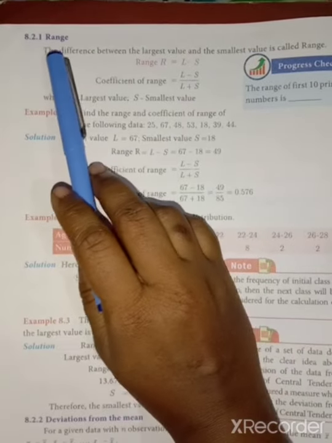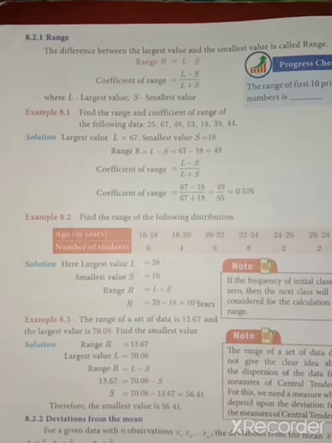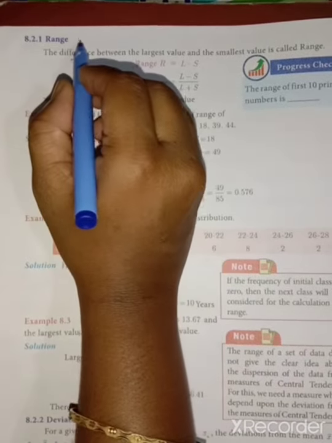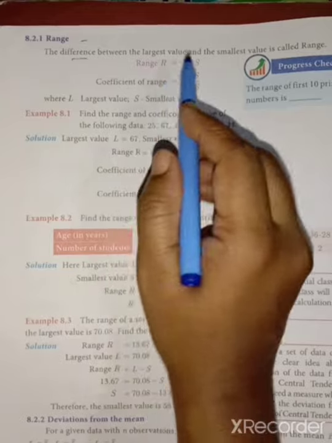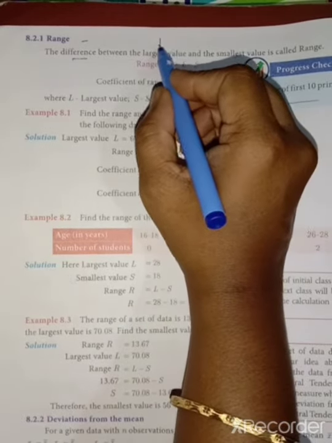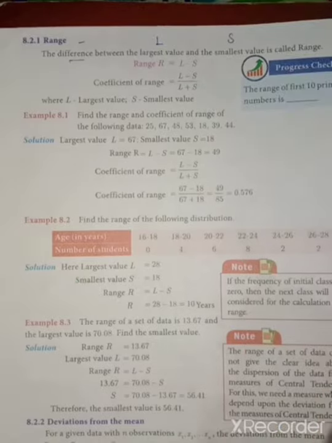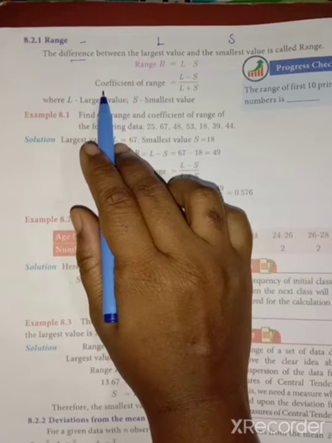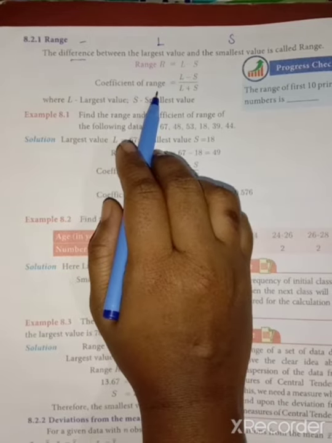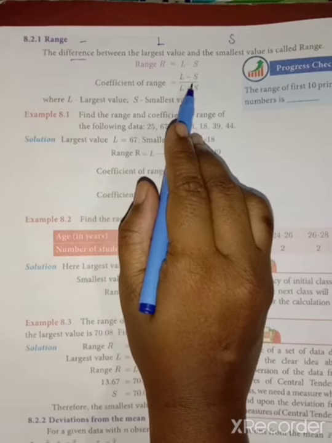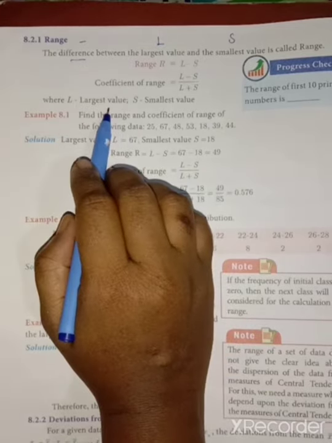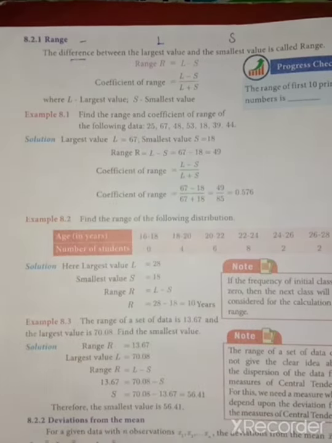Then see that range. Range means the difference between the largest value and the smallest value is called the range. Difference means subtraction. So range R equals L minus S. The largest value is considered as L, the smallest value is considered as S. So range R equals L minus S. If they ask for the coefficient of range, the formula is (L minus S) divided by (L plus S). I have already said where L is the largest value and S is the smallest value.